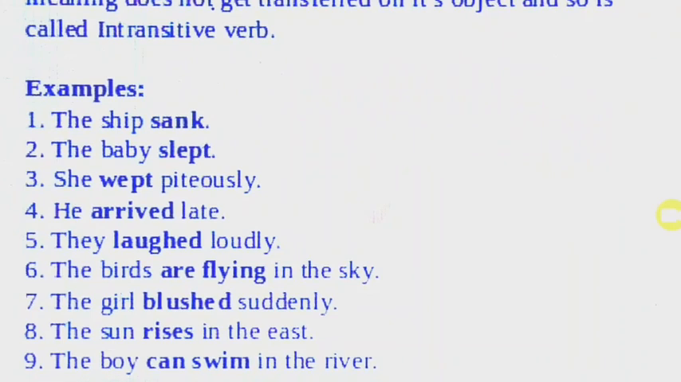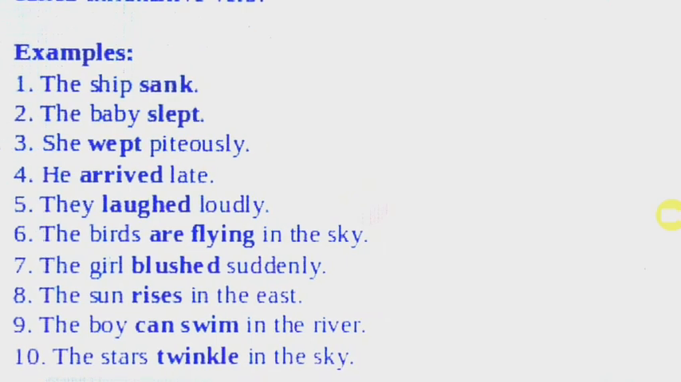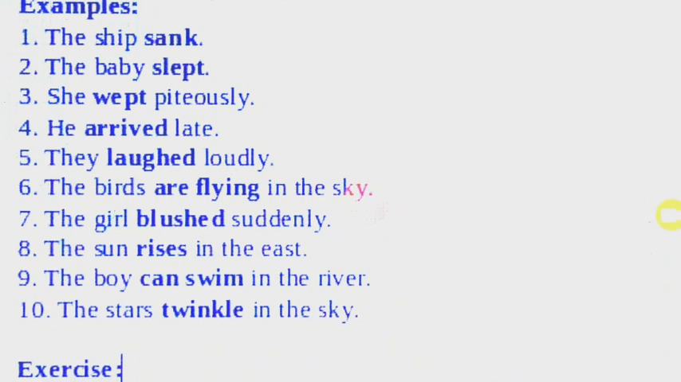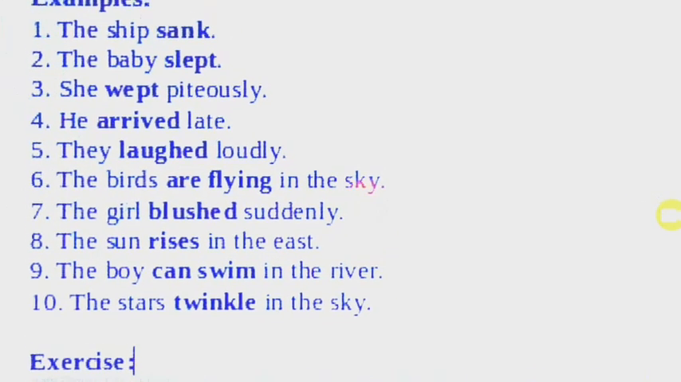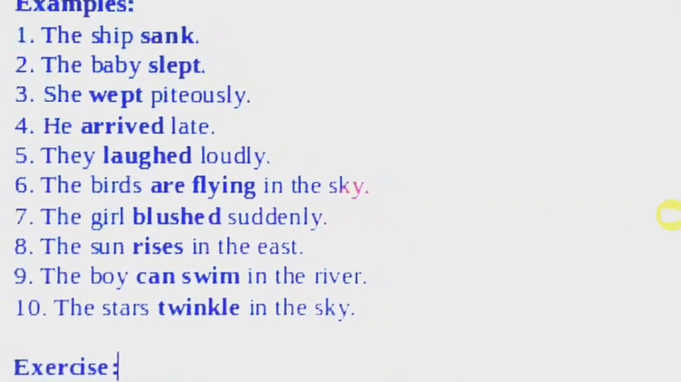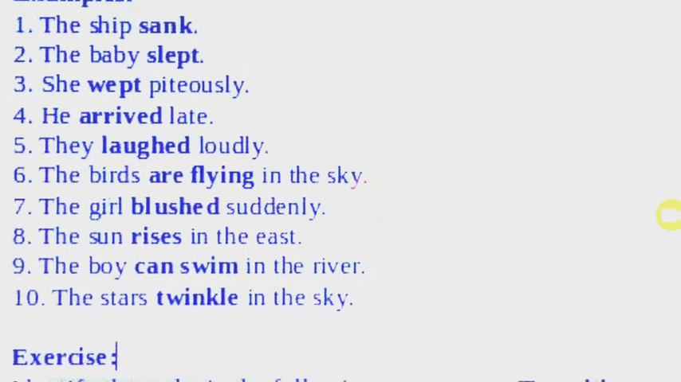In the second sentence, the baby slept. The baby is the subject, slept is the verb, an intransitive verb because it doesn't require any object to complete its meaning. In the third instance, she wept piteously. She is the subject, wept is the intransitive verb, piteously is not an object, this is an adverb. So we should not misunderstand this to be an object. It cannot be an object because to be an object the word must be a noun or a pronoun, but here it is an adverb.